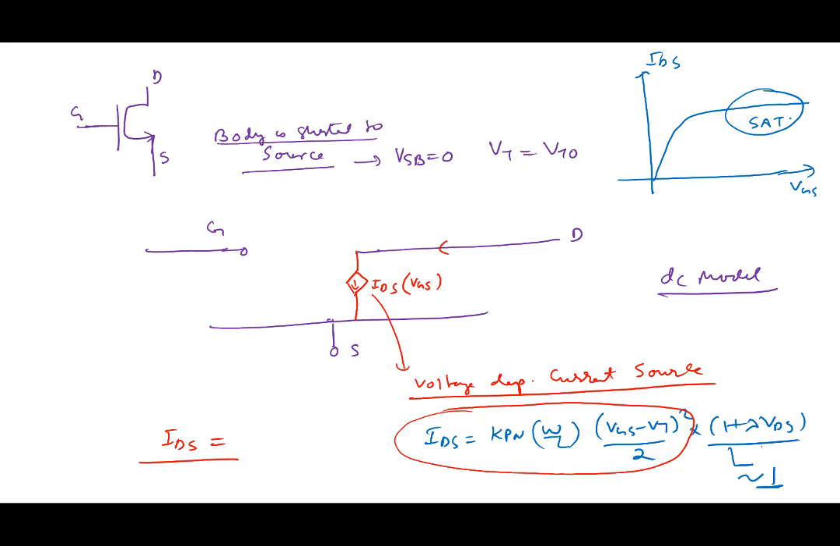So that intercept on the x-axis will be VGS or VDS? Which one? IDS versus VDS. This is VDS. IDS versus VDS.